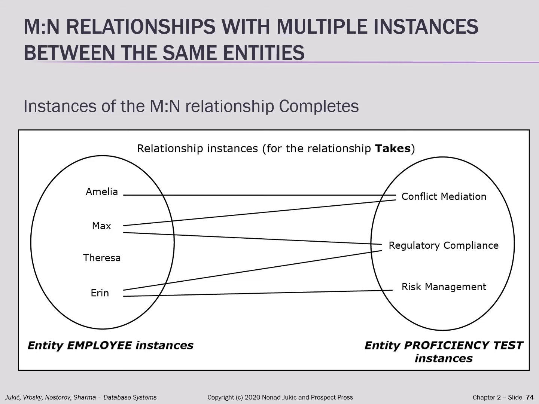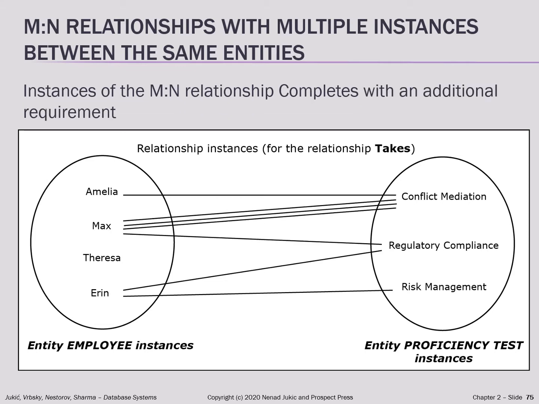Let us now slightly change or expand this example where we allow the same student to take the same class more than once, probably in the case they didn't receive the passing grade yet. So what we're showing here is Max taking conflict mediation more than once. This makes dealing with this problem quite more complicated.